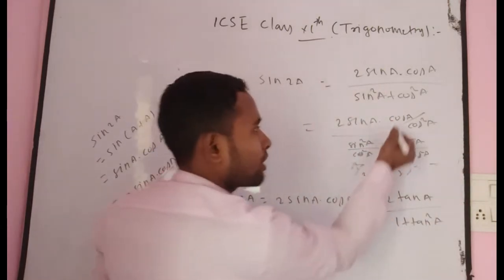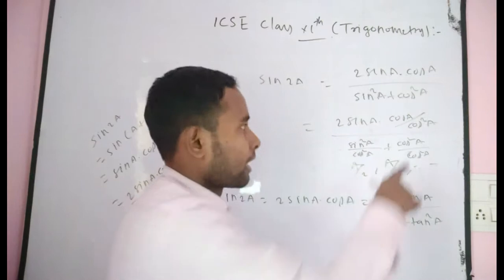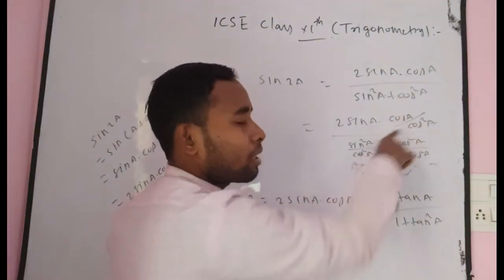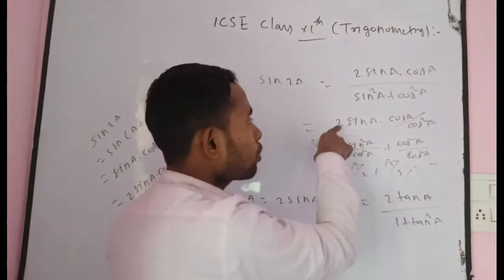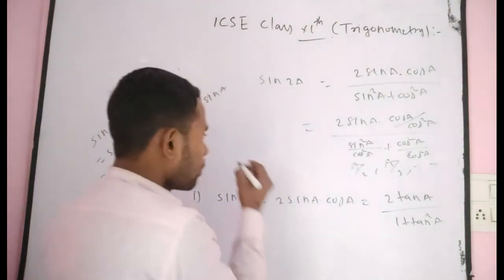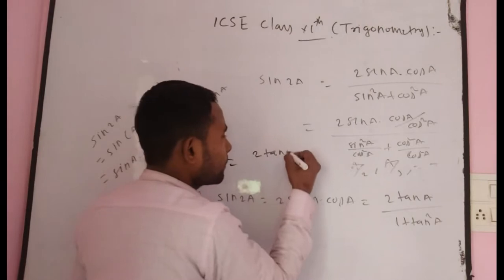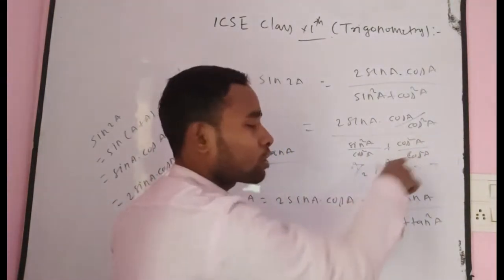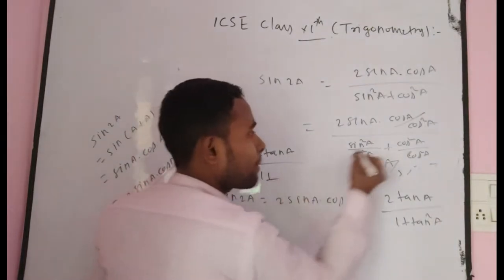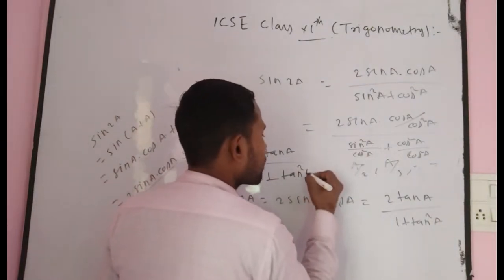Now here you get cos a by cos a, that means here cos a and its denominator will be cos square a. Definitely one cos a will remain. So 2 sin a divided by cos a will be 2 tan a. Can you write it? 2 tan a divided by cos square a plus cos square a by cos square a will be 1, plus sin square a by cos square a will be tan square a.